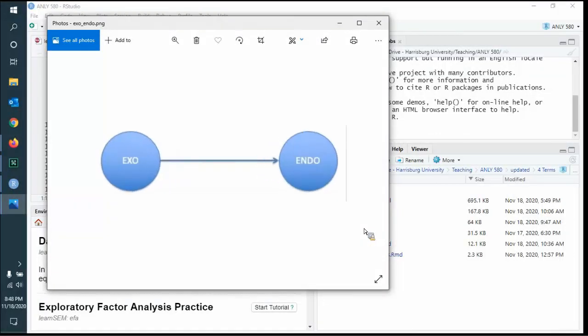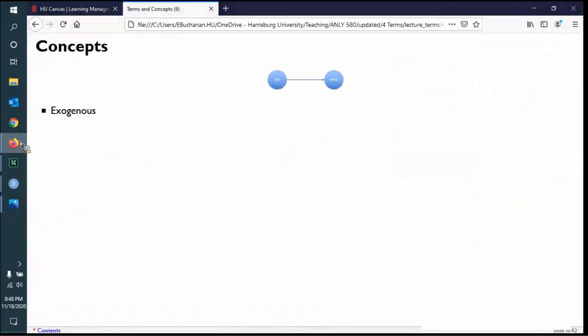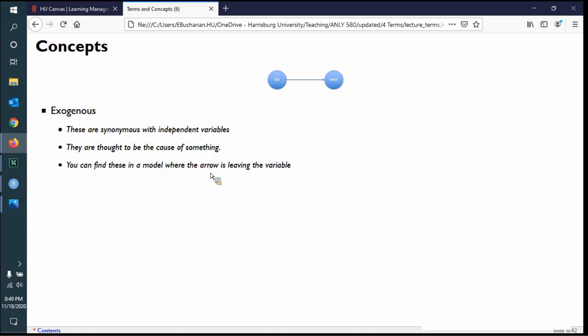All right, so here's our picture of exogenous variables on the left and endogenous variables on the right. Okay. So our exogenous variables are synonymous with an independent variable. And so that means that it is predicting the dependent variable, right? And so it is thought to be the cause of that dependent variable. And in a model, in a picture, you can find these where the arrow is leaving, it is exiting the variable. So exogenous kind of sounds like exit in English, so it is exiting out of that variable.